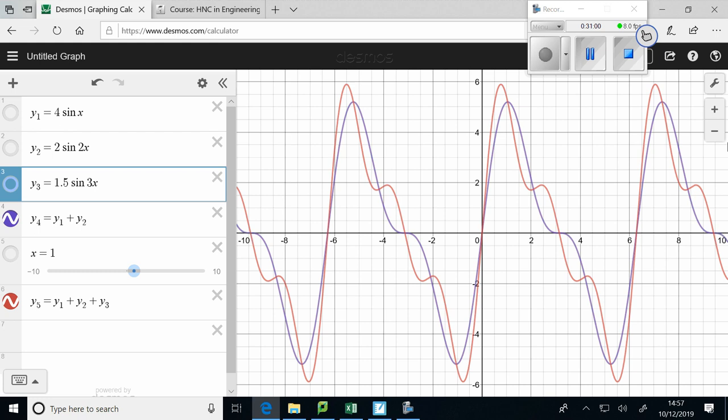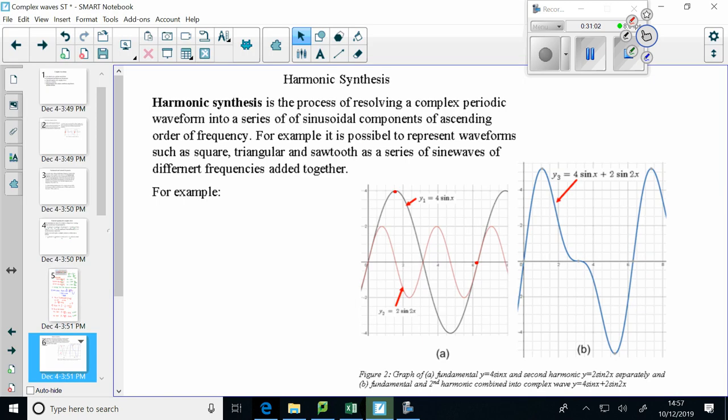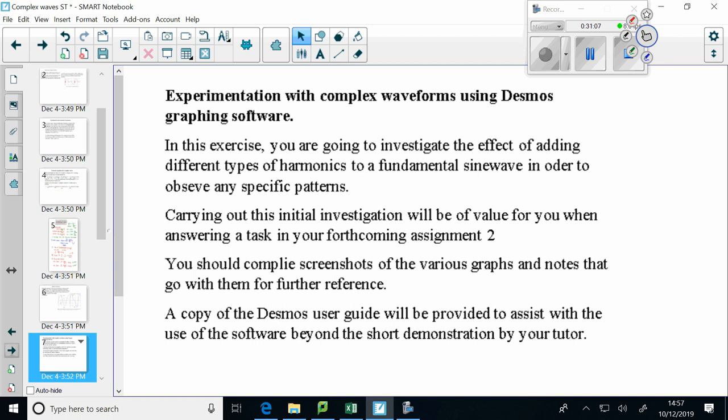So we'll have a quick run through what I'm asking you to experiment with this afternoon. In this exercise, you're going to investigate the effect of adding different types of harmonics to a fundamental sine wave in order to observe any specific patterns. This initial investigation will be of value to you when answering a task in your forthcoming Assignment 2, which will be heading your way after Christmas.